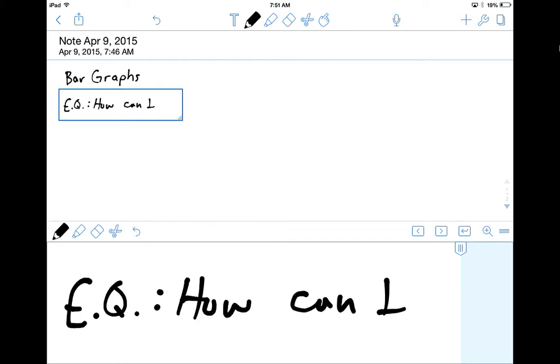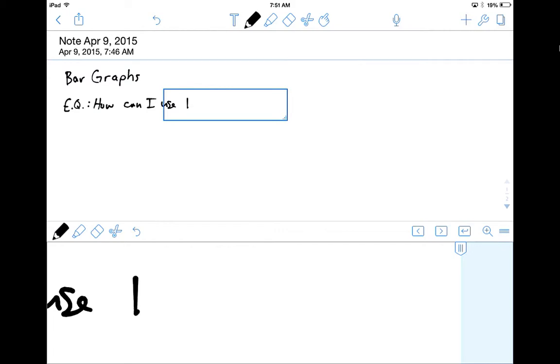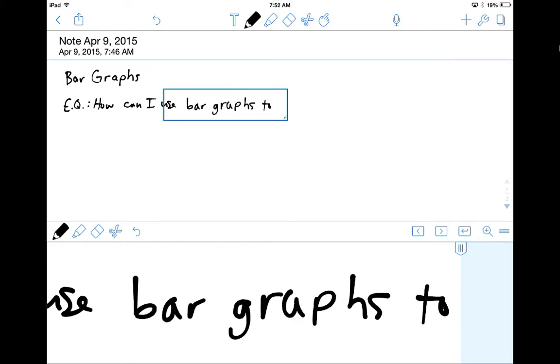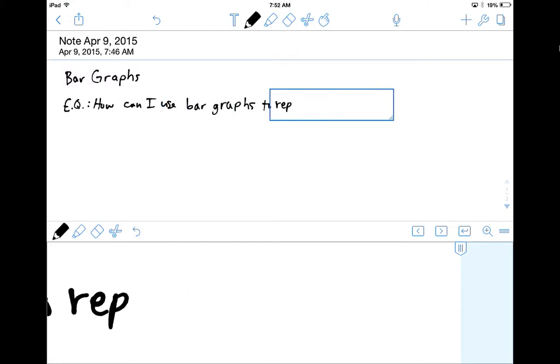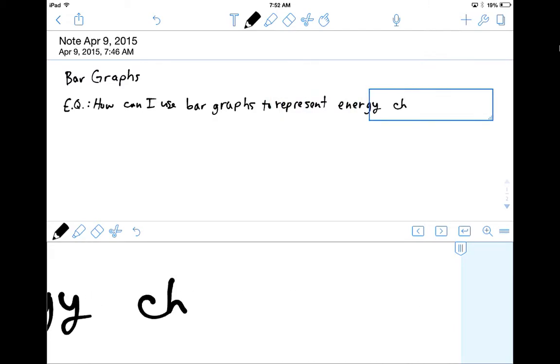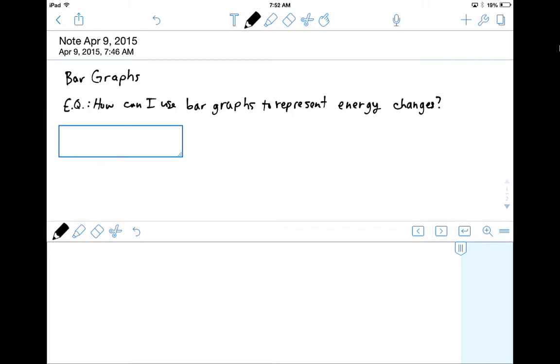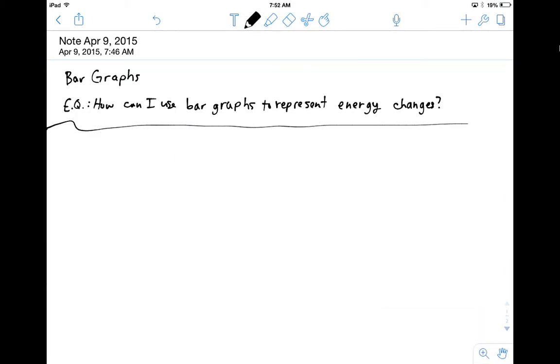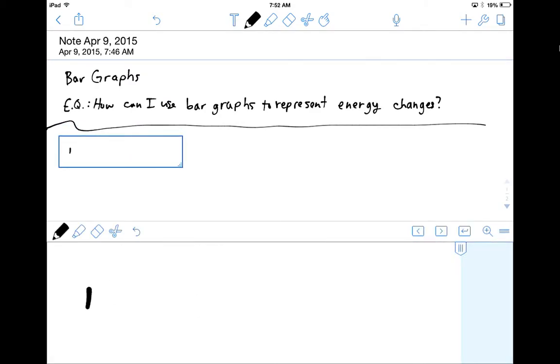How can I use bar graphs to represent energy changes? And so what I want to do is give you guys a set of steps that you can follow when you're making these bar graphs. So I'm going to go quickly through the steps and then we'll do some examples.